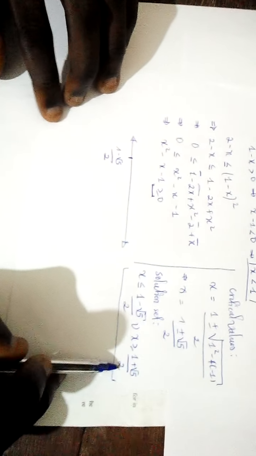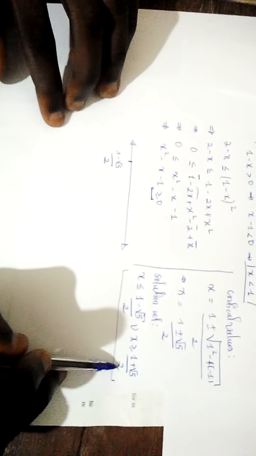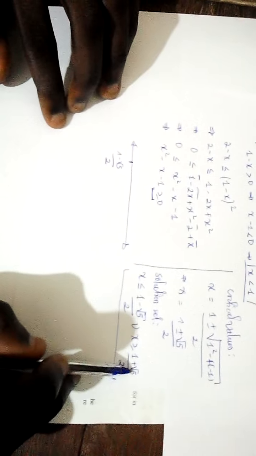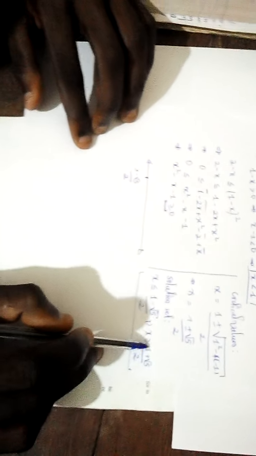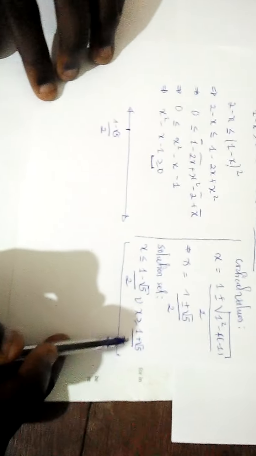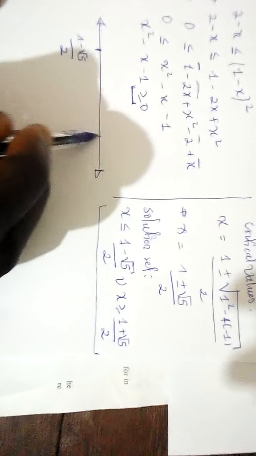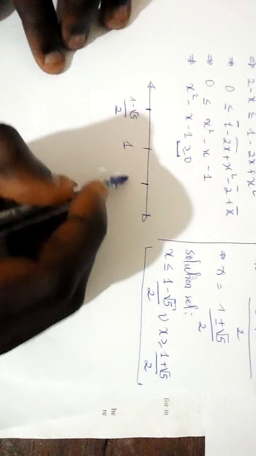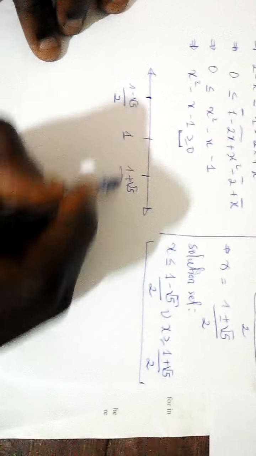Now what about 1 plus root 5 on 2? Is it greater than 1 or is it less than 1? Root 5 is around 2.25. When we add 1 to it, it is 3.25. We divide by 2, it is 1 point something, so it's greater than 1. So it means 1 is going to come here, then 1 plus root 5 on 2 is going to come.